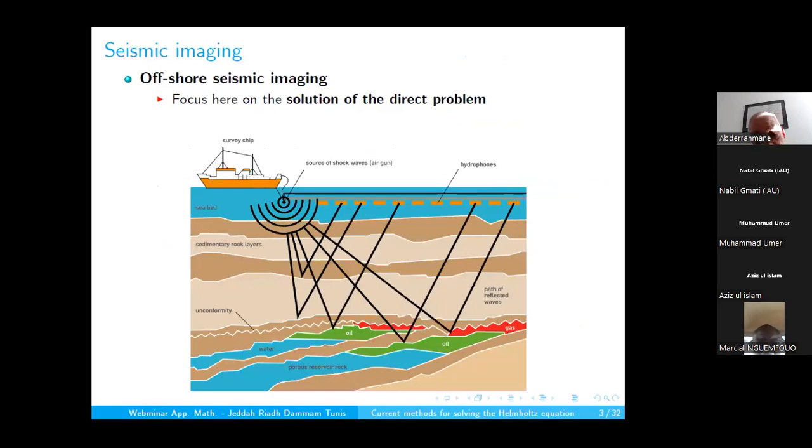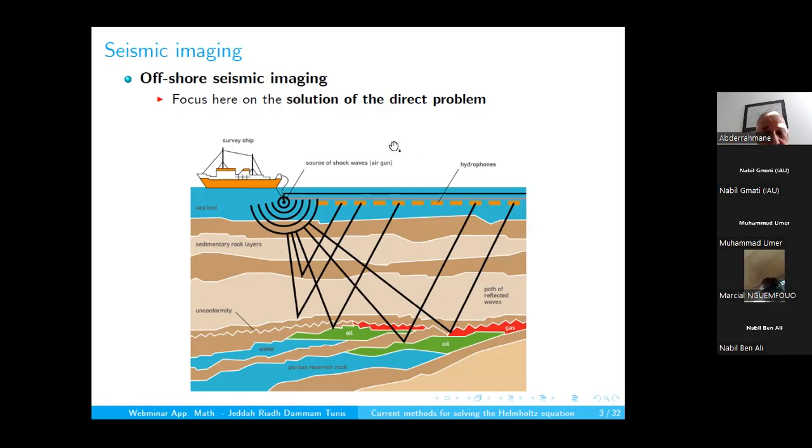I choose to focus on, to illustrate this talk, on this problem. It concerns the seismic imaging. In fact, a very particular part of such activity. And we will focus on the solution of the so-called direct problem.